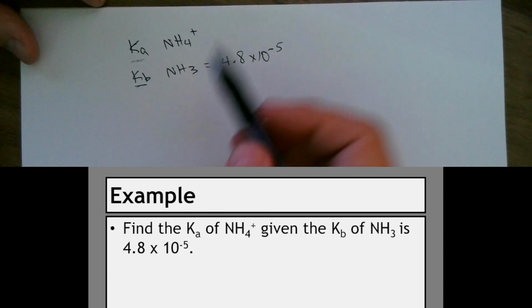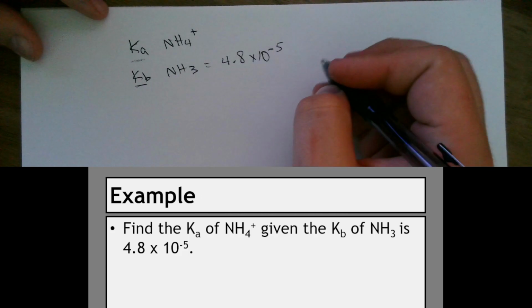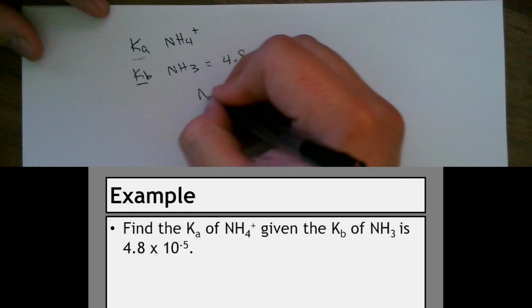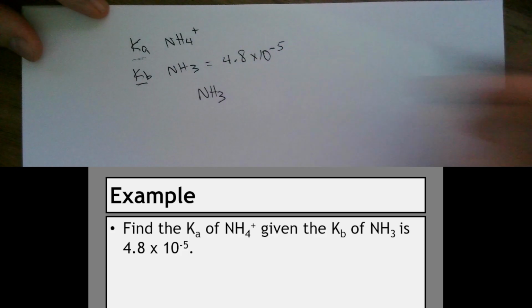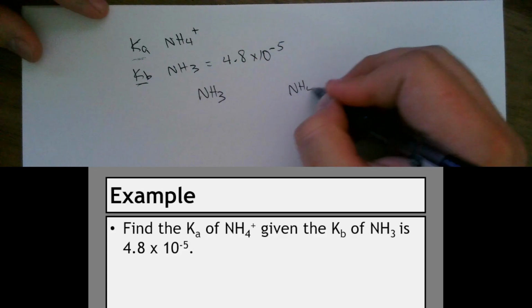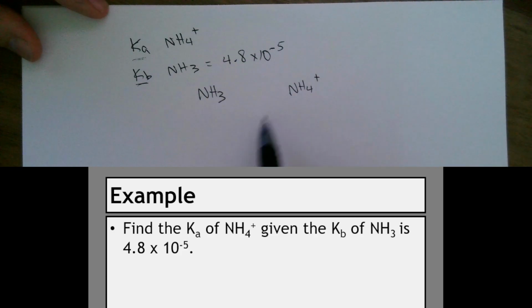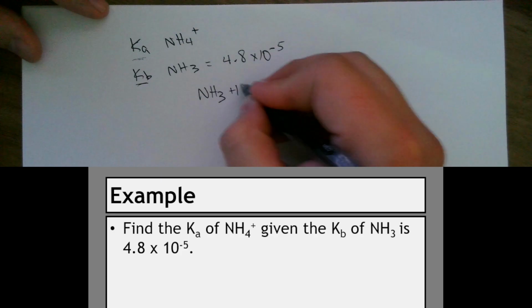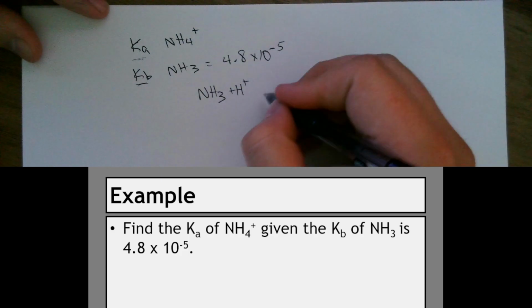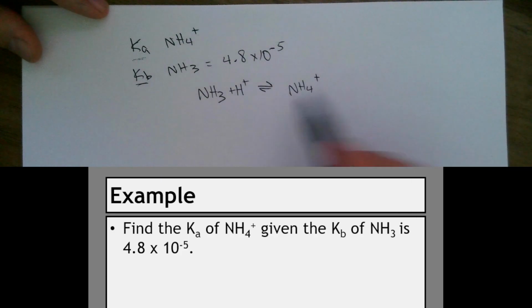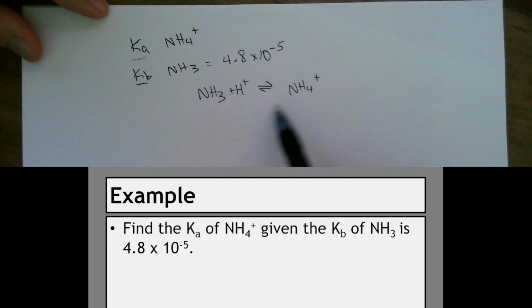Also, we could think about how these two things are related by their reaction. So I could think about it either way, NH3 and NH4 plus. These things are related, they're only different by 1 H plus. So if you take NH3 plus a hydrogen ion, you get NH4 plus. So this is a conjugate acid-base pair. They're separated by only an H plus.